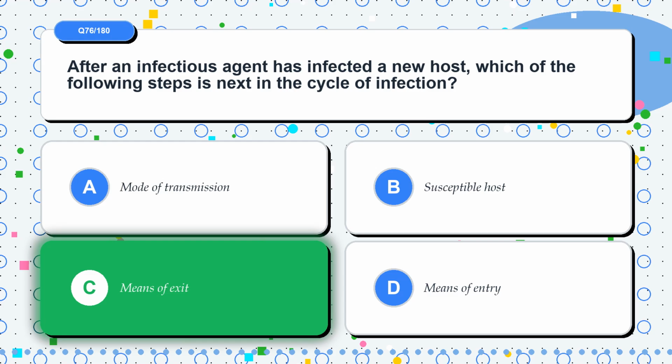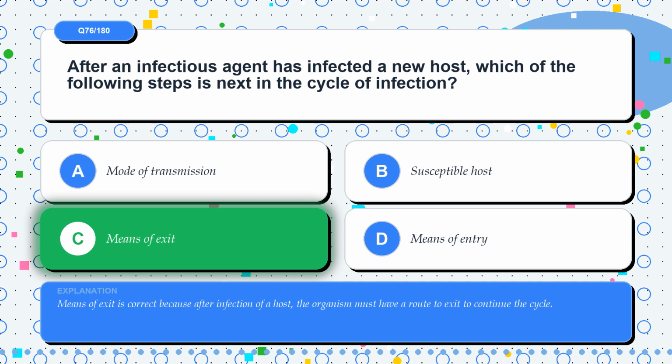The correct answer is option C. Means of exit. Means of exit is correct because after infection of a host, the organism must have a route to exit to continue the cycle.